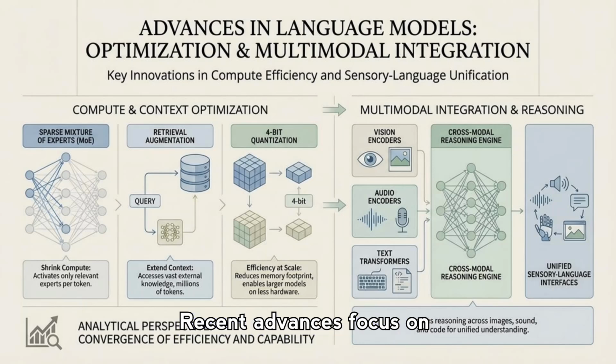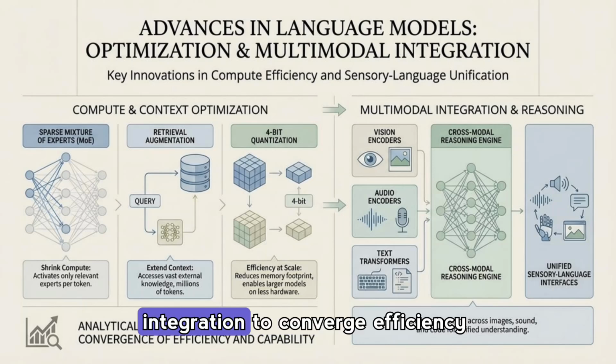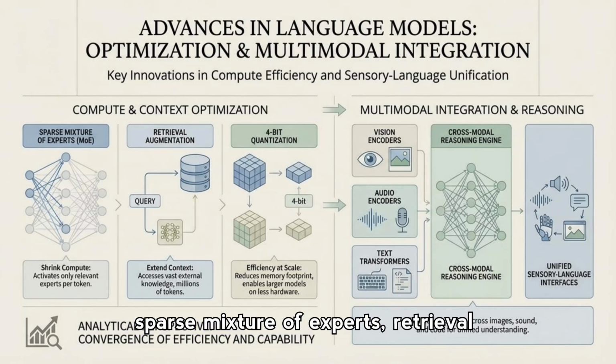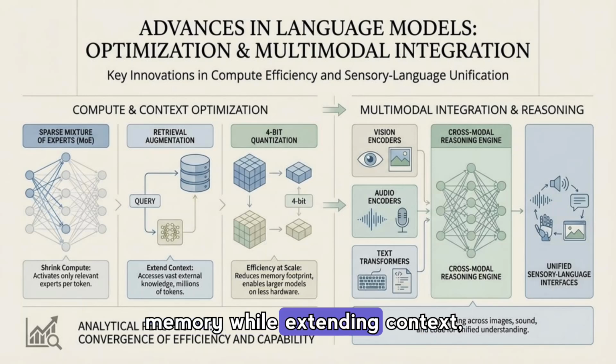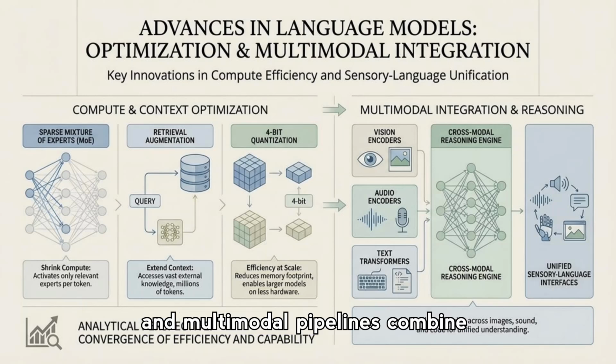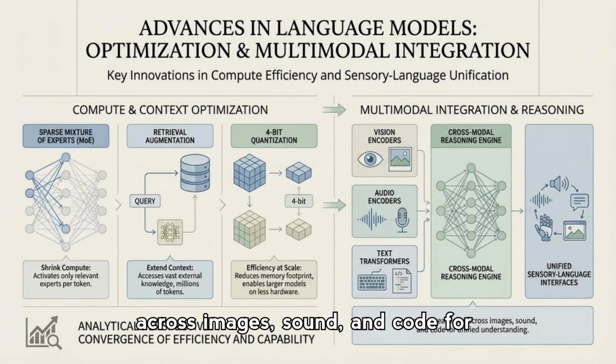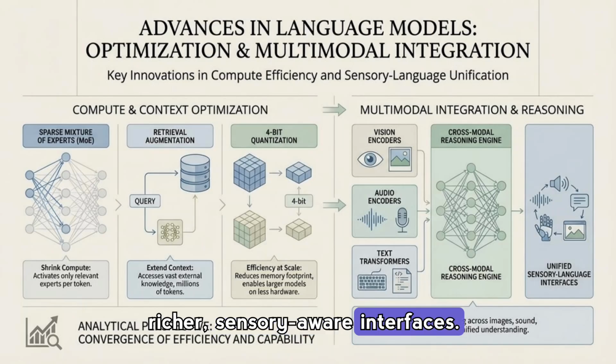Recent advances focus on optimization and multimodal integration to converge efficiency and capability. Techniques like sparse mixture of experts, retrieval augmentation, and low-bit quantization reduce compute and memory while extending context, and multimodal pipelines combine vision, audio, and text encoders into unified reasoning engines, enabling models to understand and reason across images, sound, and code for richer, sensory-aware interfaces.